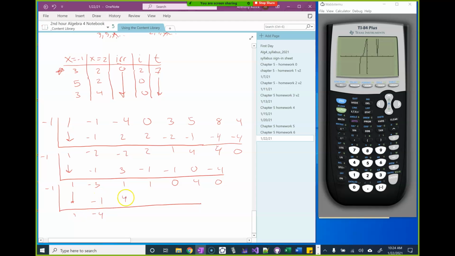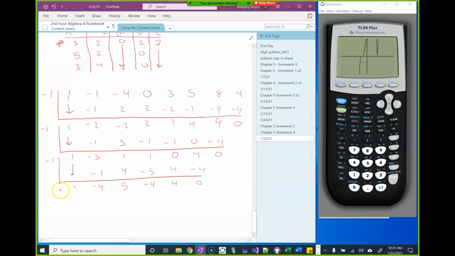I want to point out to you at this step, what I have left at the bottom there is something that I could factor by grouping. I'm going to bypass doing that, though, because I think it'll be easier to just do another synthetic division because I know it's going to work.